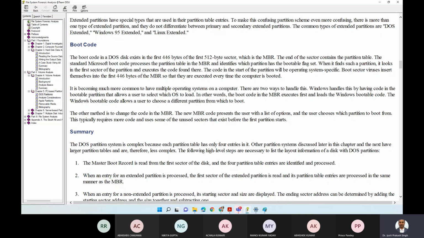The other method is to change the code in the MBR. The new MBR code presents the user with a list of options. So there is nothing to be booted; that will just give you the list of options. The user chooses which partition to boot from, and this typically requires more code and uses some of the unused sectors that exist before the partition starts.